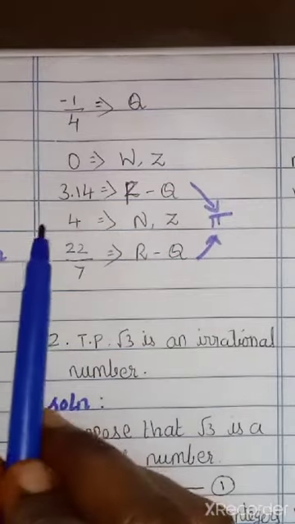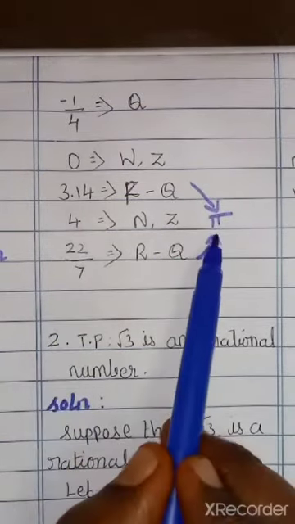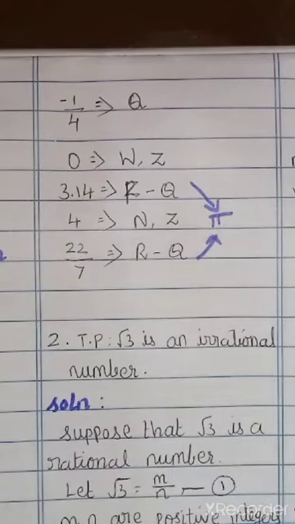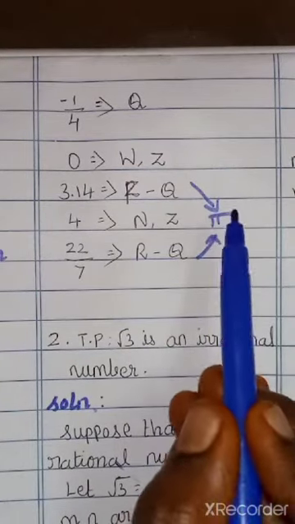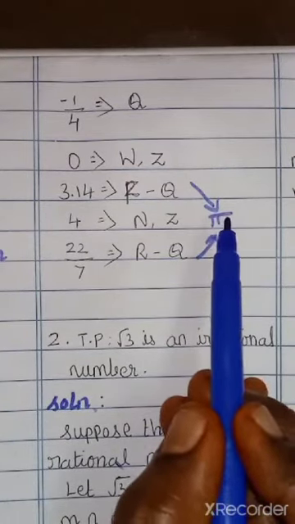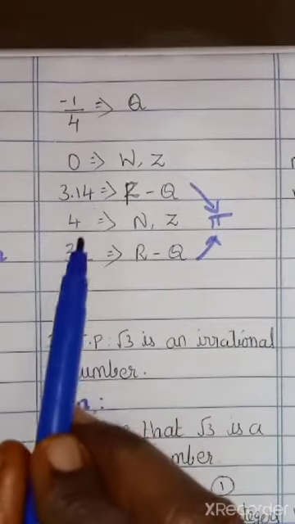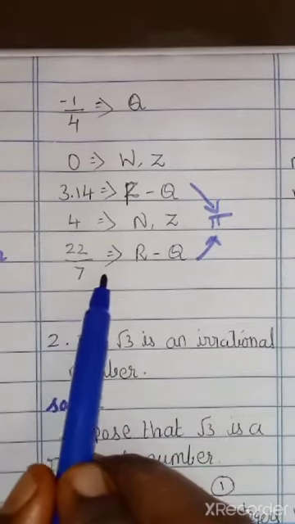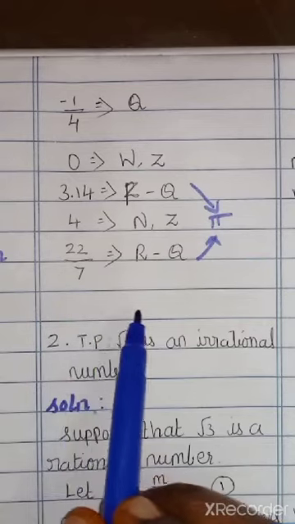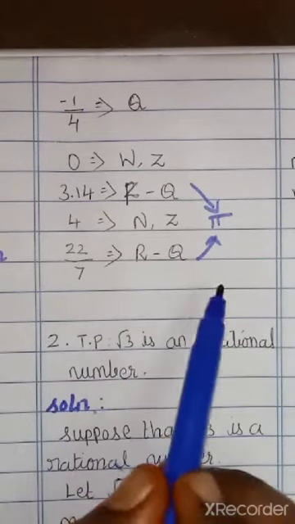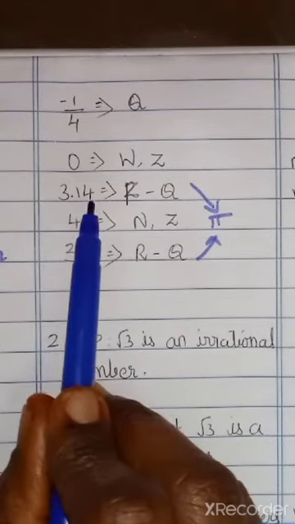Correct? This 3.14 or 22 by 7 is your pi value. Actually, your pi value is an approximate value only. We don't know the real value of pi. So pi is an approximate value, that is 3.14 or 22 by 7, and the value of pi rounded off to 9 decimal numbers is equal to your 3.14.